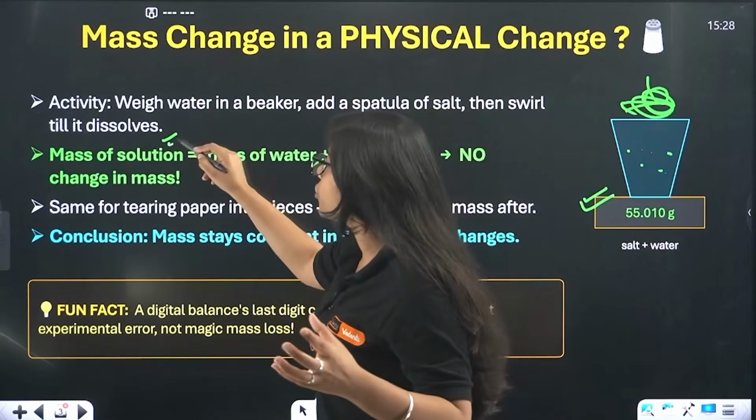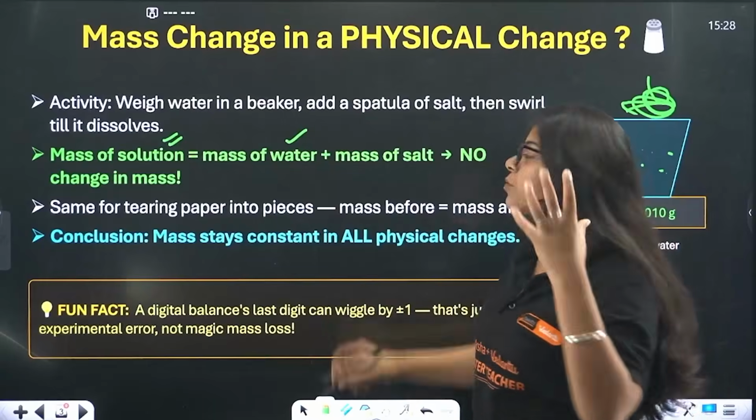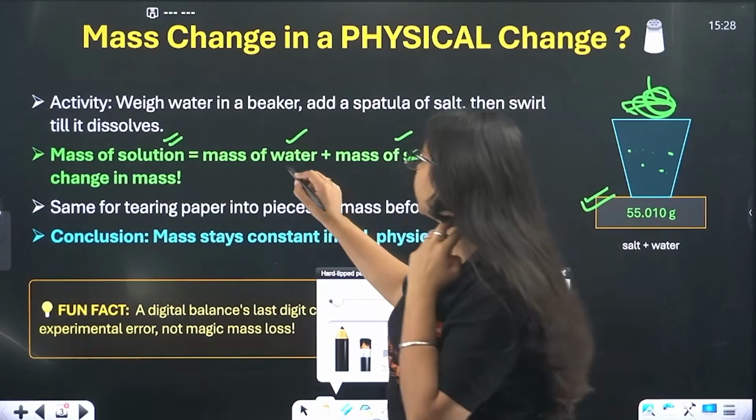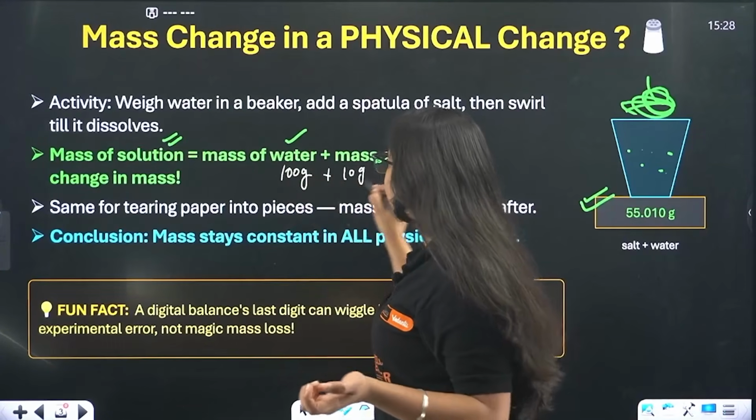Next beta, what is the one thing we take care of out of it? That the mass of the solution, our water plus salt, is equal to the mass of water plus the mass of salt. Let's say you have taken 100 gram of water plus 10 gram of salt. So adding them, what will we get?